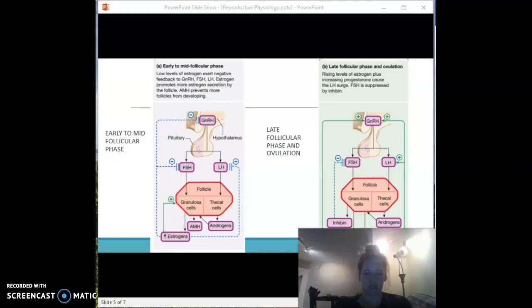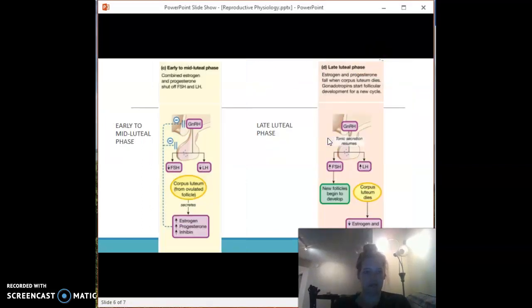So about 16 to 24 hours after the peak in LH, that's when we have ovulation. So the egg is swept up into the fallopian tube and carried away to either be fertilized, or if it's not fertilized, then the corpus luteum ruptures and goes through apoptosis or dies. So let's go to the third phase that we divided these into. This is the early to mid luteal phase.